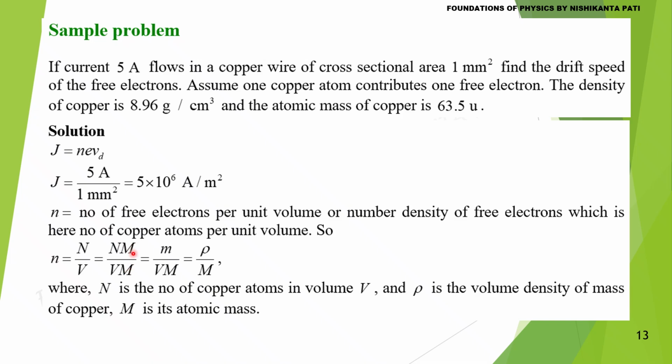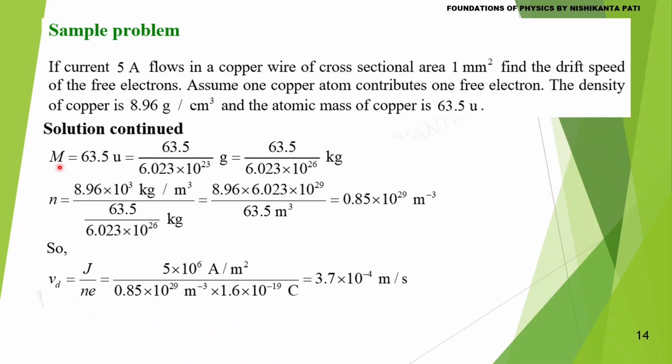Multiplying the atomic mass in the numerator and denominator, this is small m. Small m is the mass of V volume of copper. This mass by volume is the density. So n is equal to density by atomic mass. Atomic mass is given as 63.5 u. We can convert to gram, and hence to kilogram. So we can find n, then Vd is equal to J by ne.